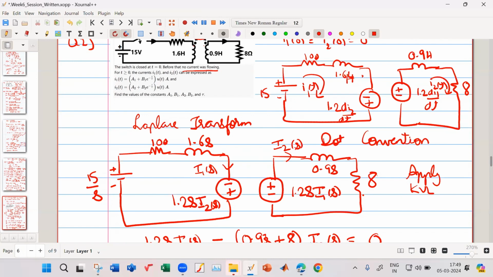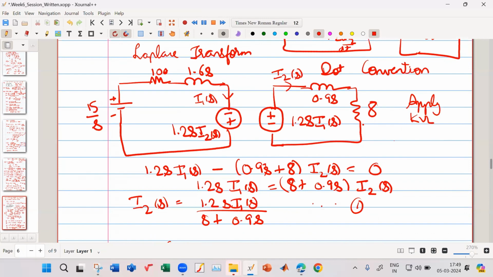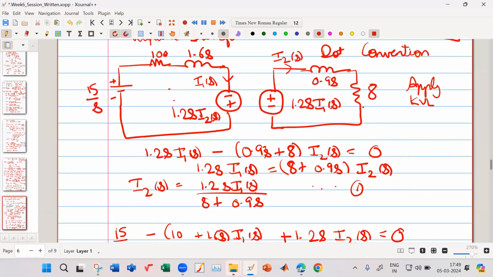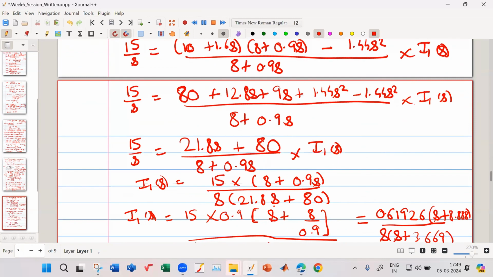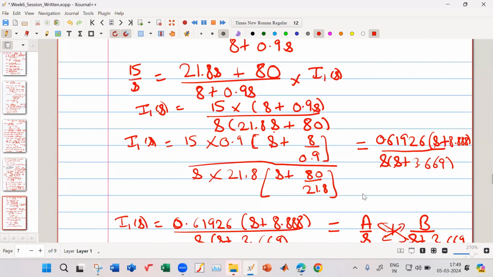So I get two meshes. Then I apply KVL in mesh 2. And I find I2 of S in terms of I1 of S. Then I apply KVL in mesh 1. Then I substitute I2 of S in this equation. And I get I1 of S to be of this form.